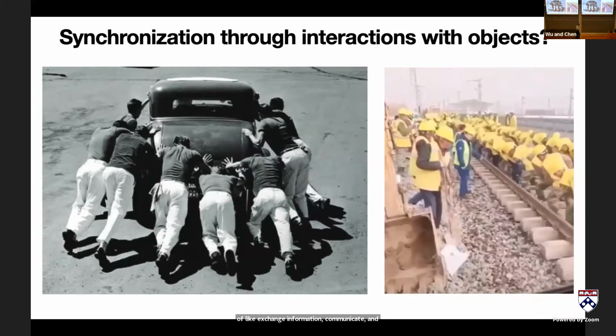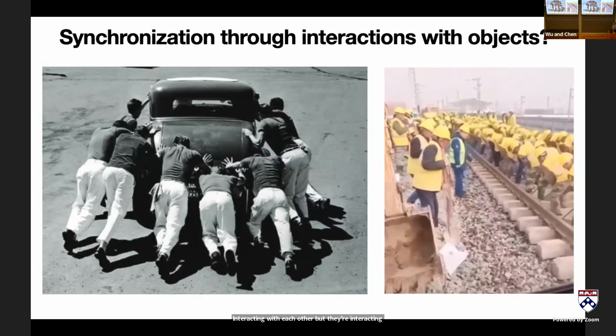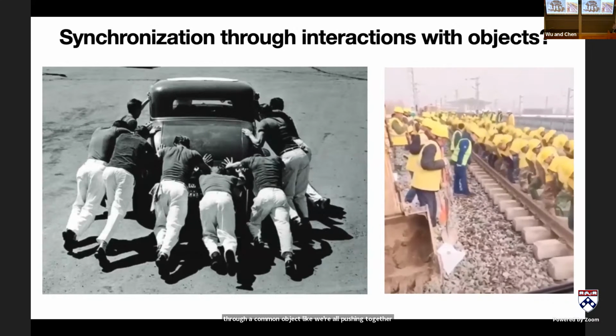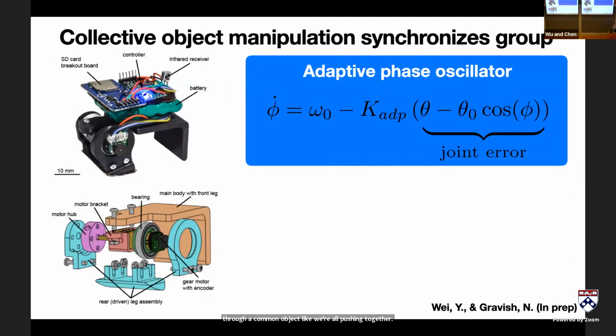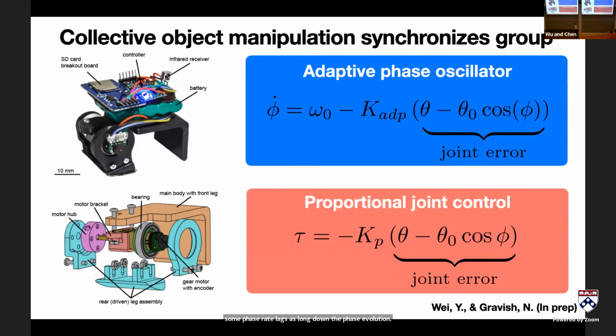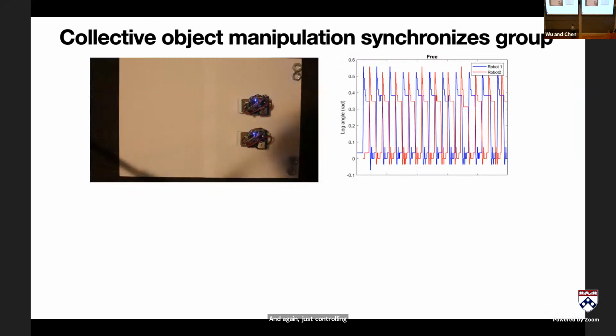The last example I want to show you is what if the robots aren't interacting with each other, but they're interacting through a common object, like we're all pushing together. How do we synchronize ourselves when we might want to push objects? So we played the same game, but we built little simple walking robots. And again, they just evolve as a phase oscillator with some phase rate lags, slowing down the phase evolution if they're pushing against something. And again, the motors are controlled through a torque.